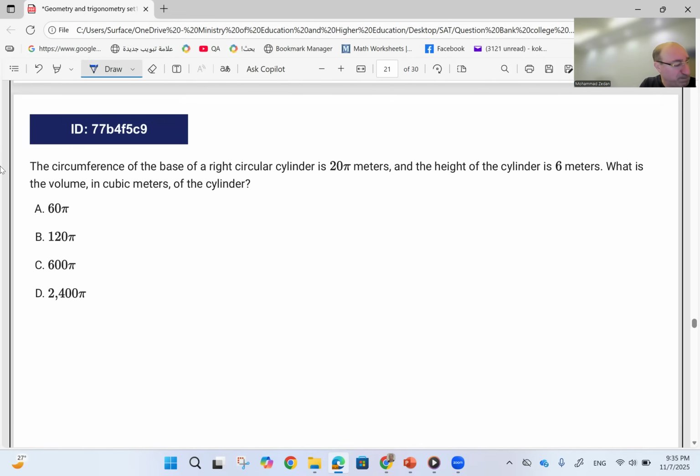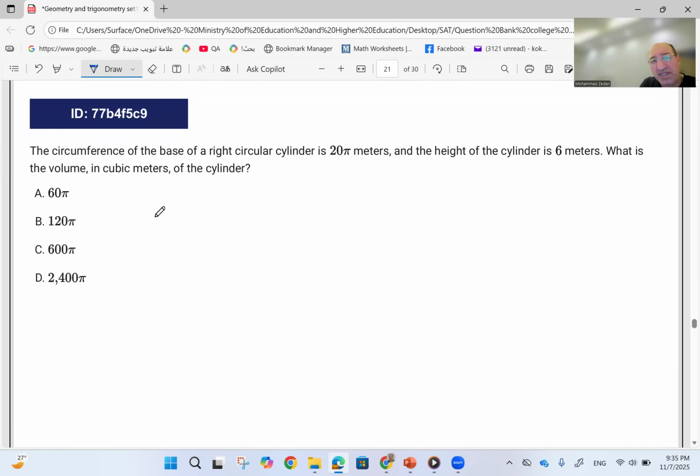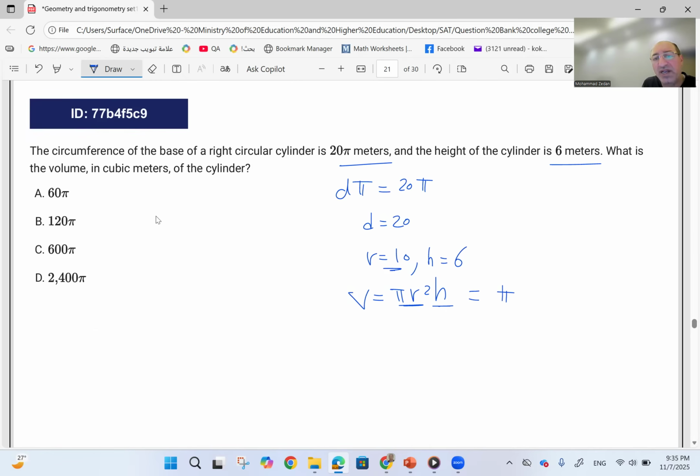Question number 21. The circumference of the base of a right circular cylinder is 20 pi. The circumference is d pi, so d pi is 20 pi, so the diameter is 20 and the radius is 10. The height is 6 meters, the same unit. What is the volume? The volume is pi r squared h, or base area multiplied by height. So pi times 10 squared is 100, multiplied by 6, it will be 600 pi.